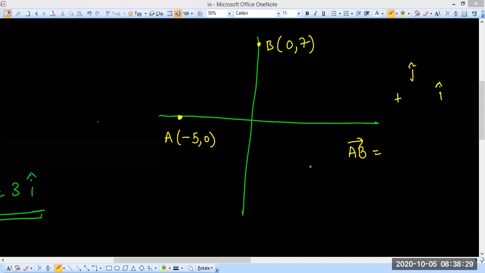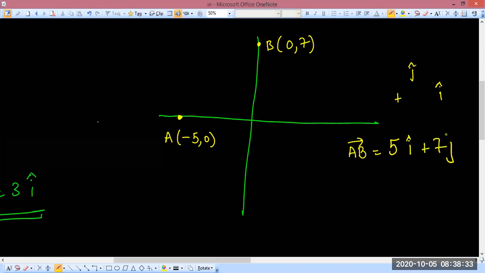The correct answer is 5 i-cap plus 7 j-cap. Right? The correct answer is 5 i-cap plus 7 j-cap. Okay. You know what? It's an arrow like this, right?